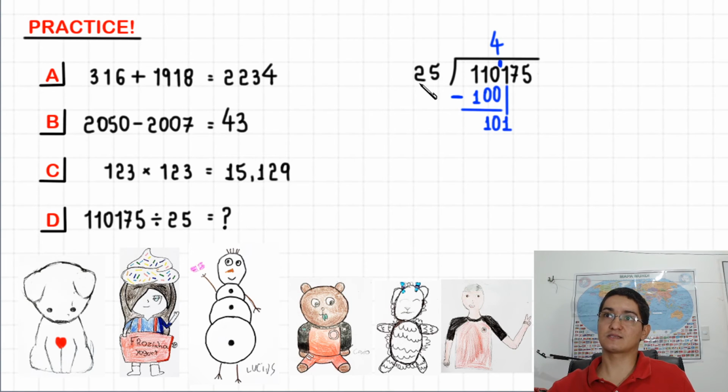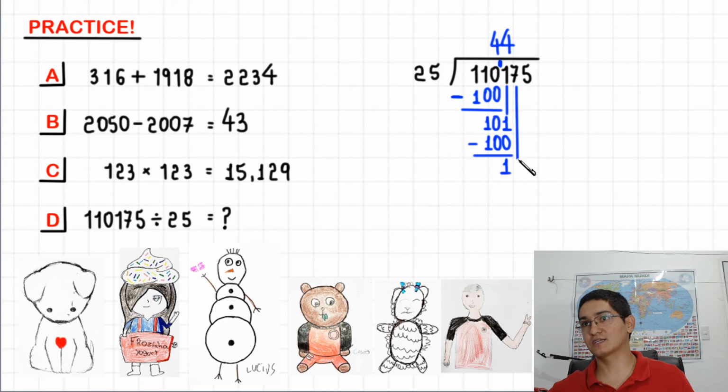How many times does 25 go into 101 without going over? You will say that the number is 4 again, because 4 times 25 equals 100. I write it here. I subtract. What is 101 minus 100? That is just 1. After a subtraction, I bring down the next digit. It is 7. Now I have here 17. How many times does 25 go into 17 without going over? Not even once. So the number we are looking for is 0 this time.